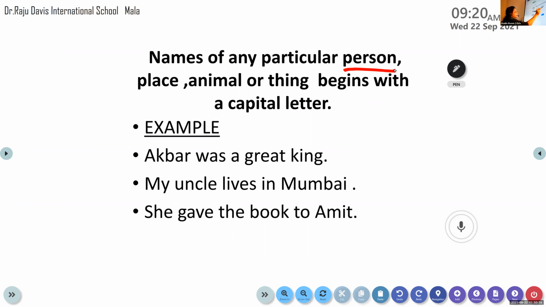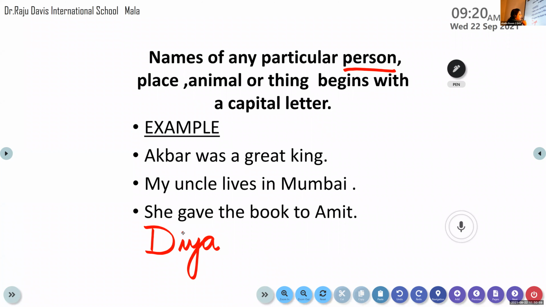Now let's move on to the next rule, which says that special names of a particular person, place, animal or thing should always begin with a capital letter. If you have to write the name Diya, Diya is a special name of a particular girl. So D should be written in capital letter, Diya.